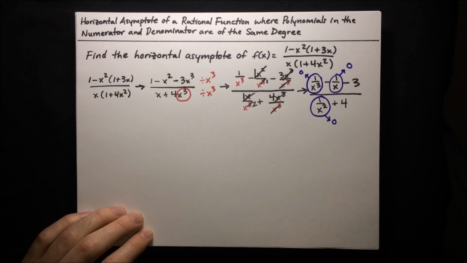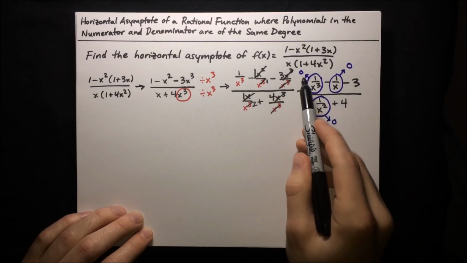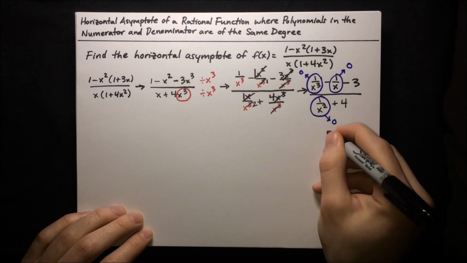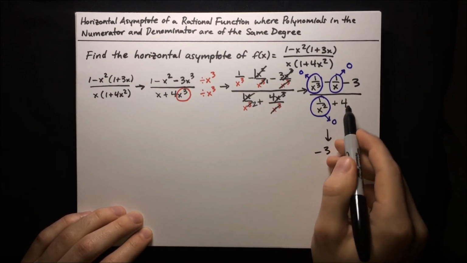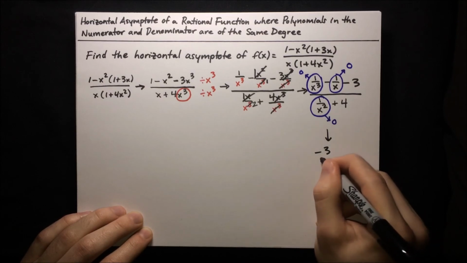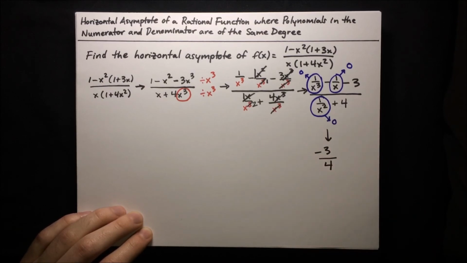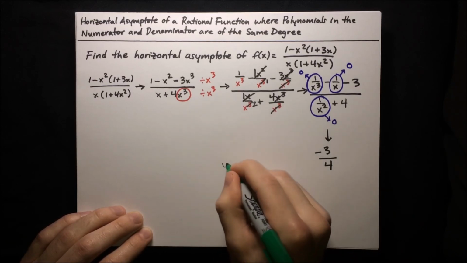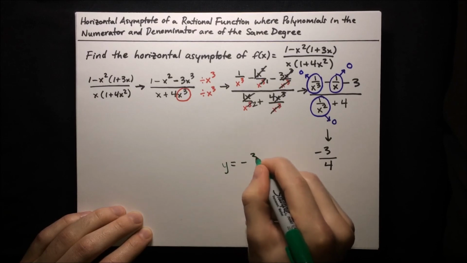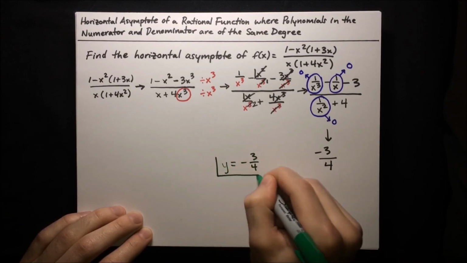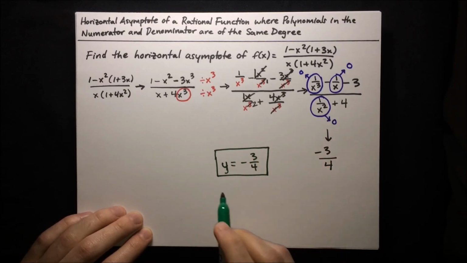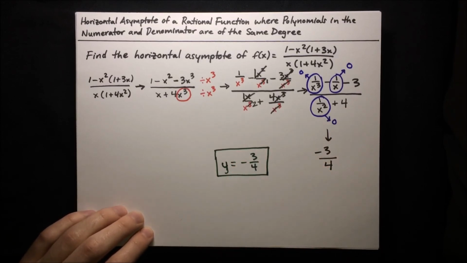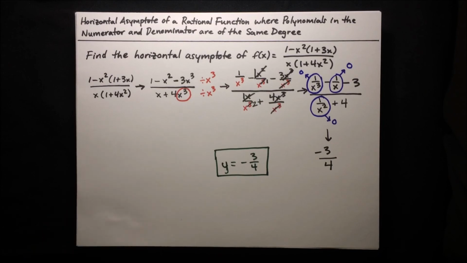So now let's go ahead and simplify this. This is just 0 minus 3. So just minus 3 on top. And then 0 plus 4. So just 4 on the bottom. And that tells us what our horizontal asymptote is. Our horizontal asymptote is just y equals negative 3/4. As x becomes very large in the positive or negative direction, our horizontal asymptote is y equals negative 3/4. The function value approaches y equals negative 3/4.